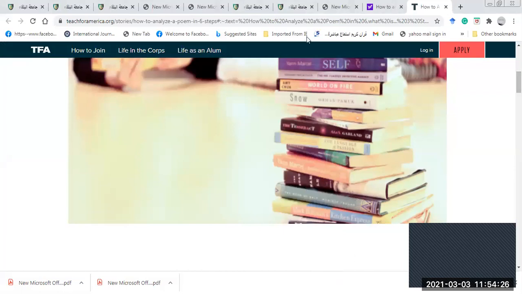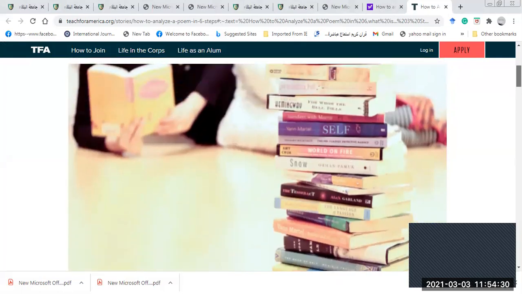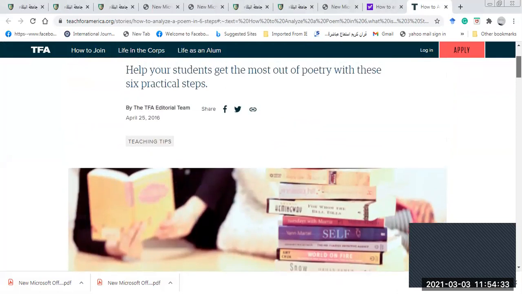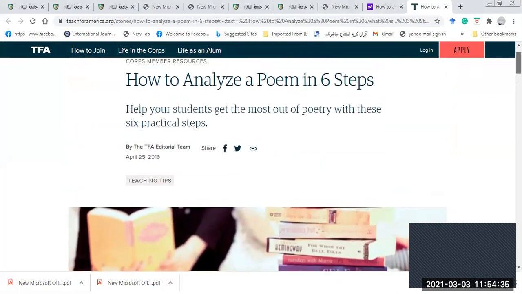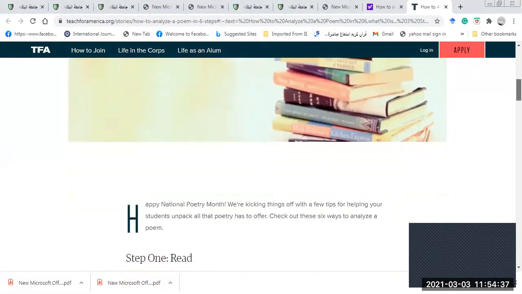As you see now, we are going to have the steps of analyzing poetry, how to analyze a poem in 6 steps.